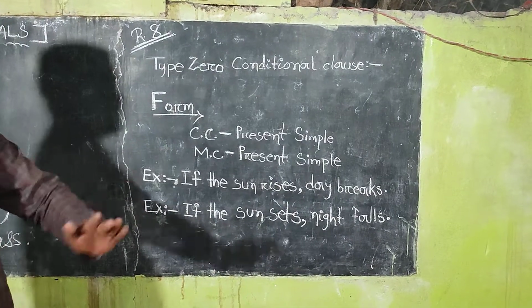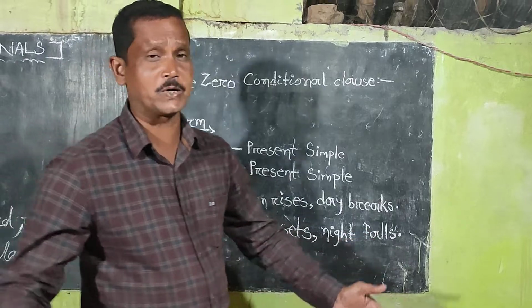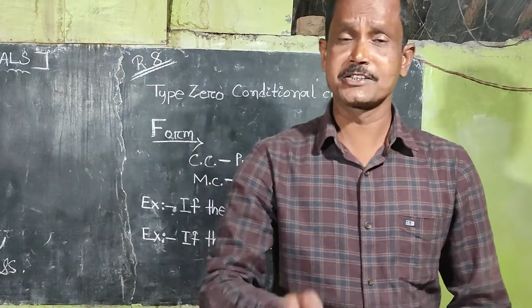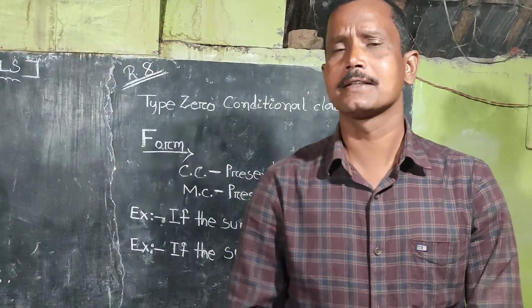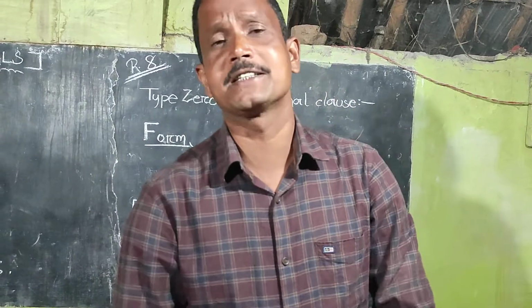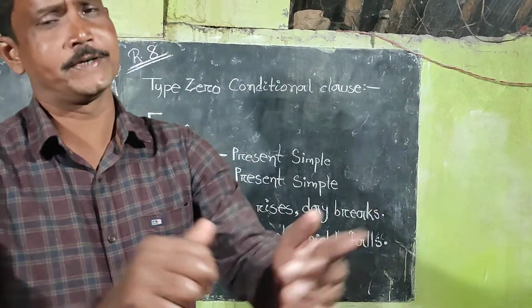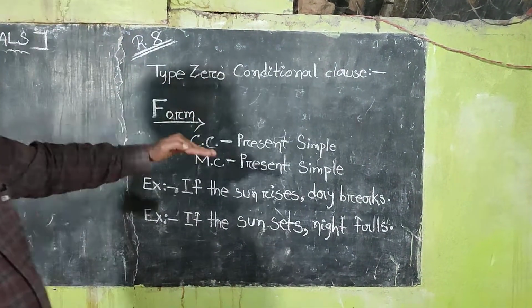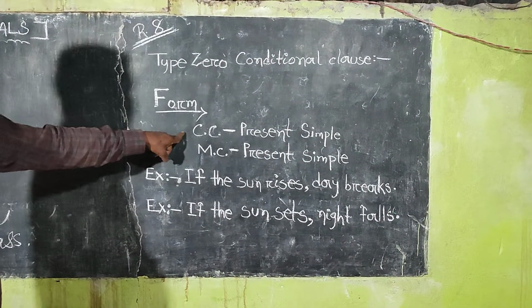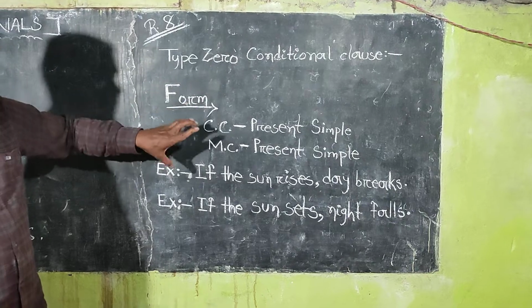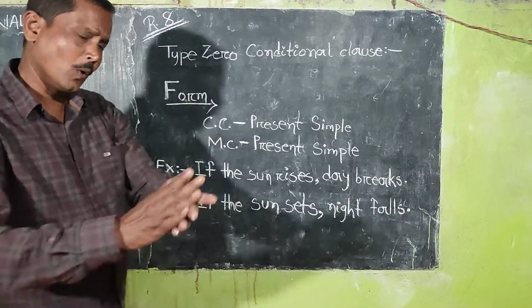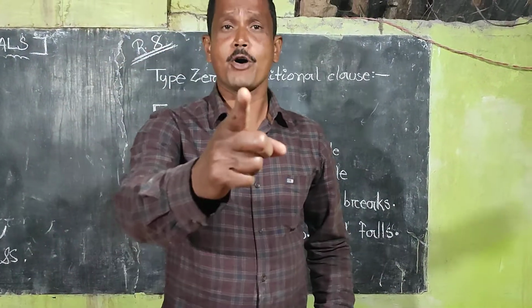Rule number 8, type 0 conditional. How to identify type 0 conditional? Type 0 conditional is known as always possible conditional, so everything is possible in type 0 conditional. Only for this reason, most grammarians say that it is not a conditional. How to identify the type 0 conditional? We should identify all the conditionals from the forms.